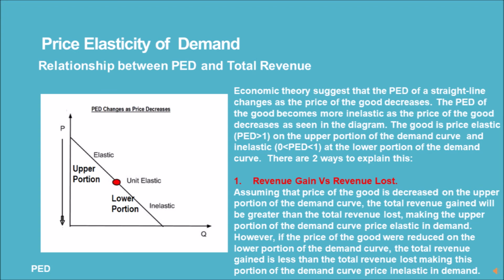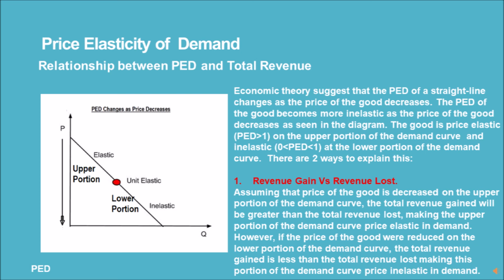Relationship between PED and total revenue. Economic theory suggests that the PED of a straight line demand curve changes as the price of the good decreases. The PED of the good becomes more inelastic as the price of the good decreases as seen in the diagram. The good is price elastic, PED greater than 1, on the upper portion of the demand curve and inelastic, PED greater than 0 but less than 1, at the lower portion of the demand curve.